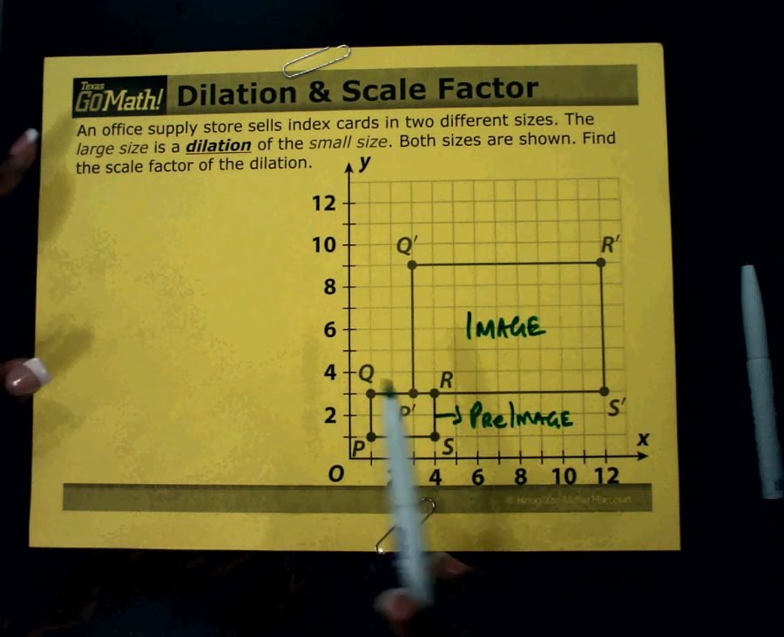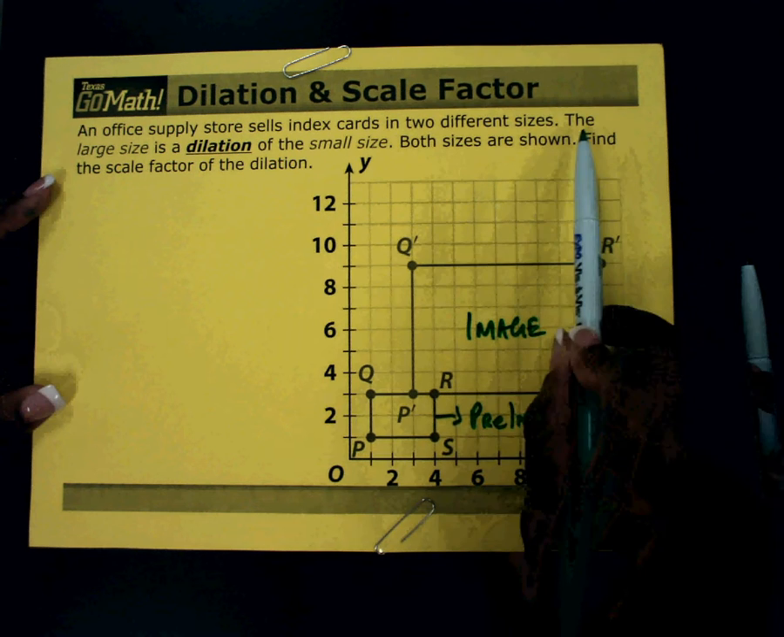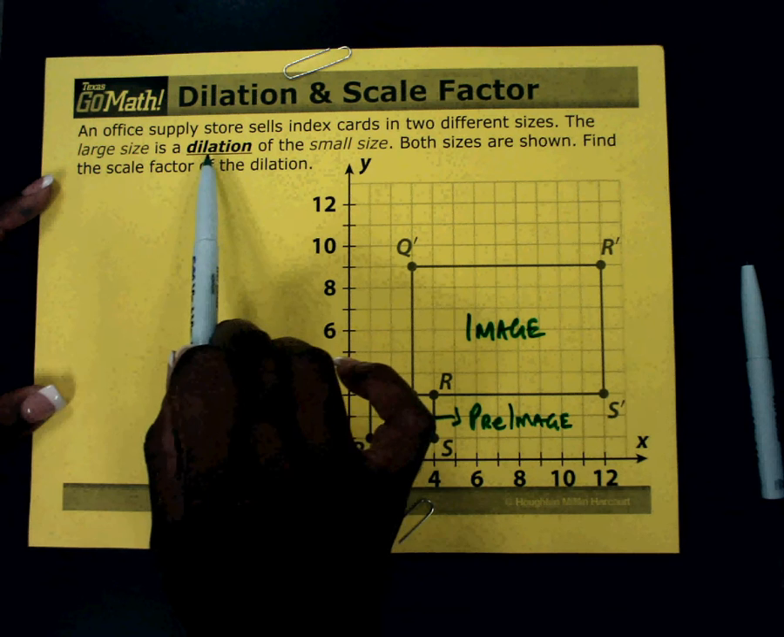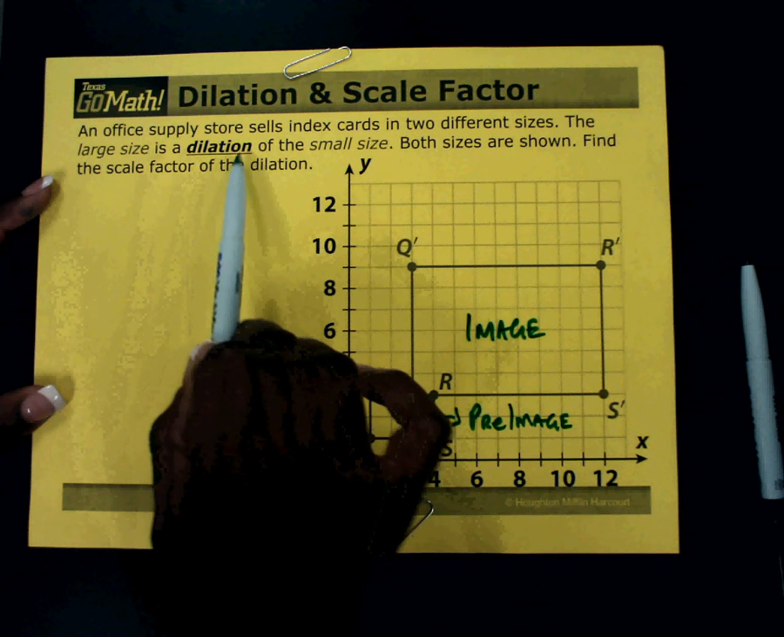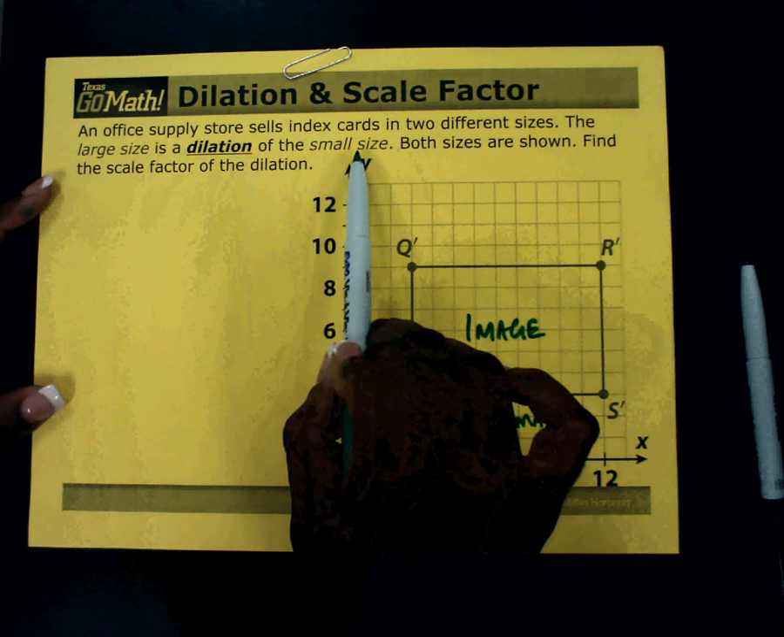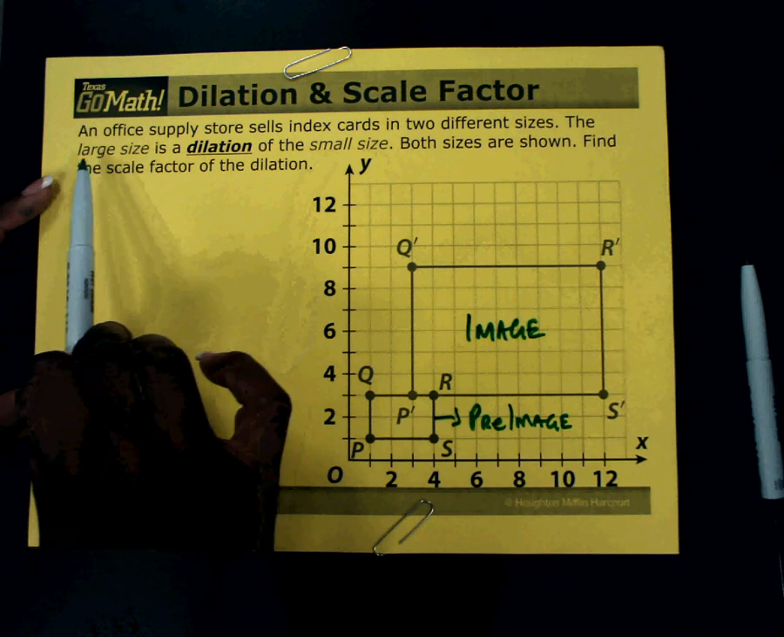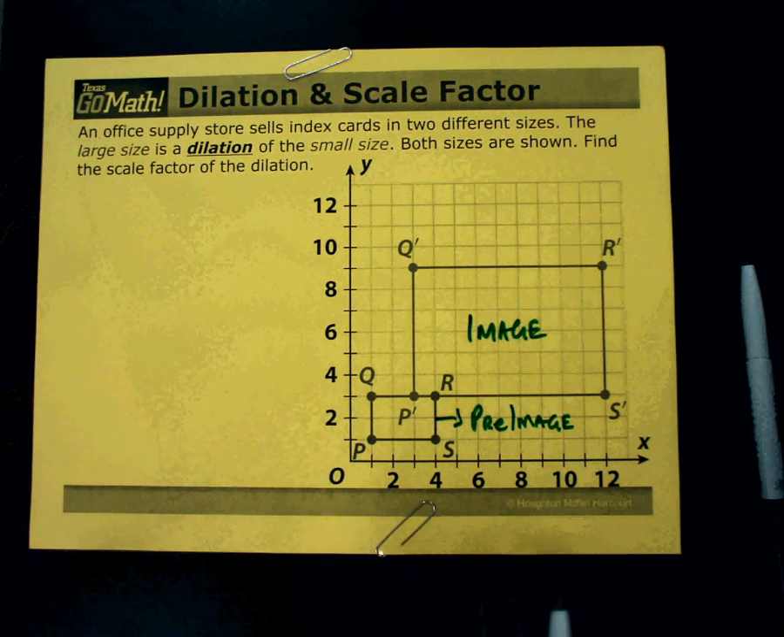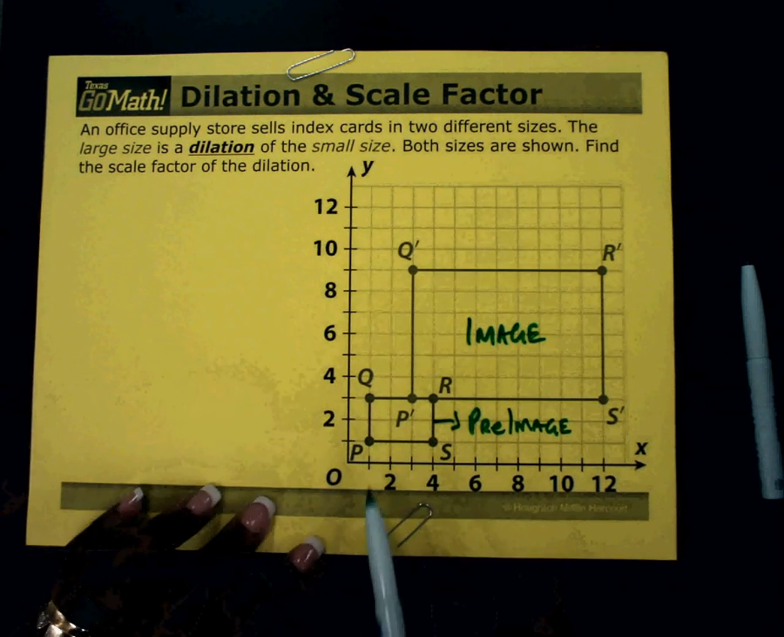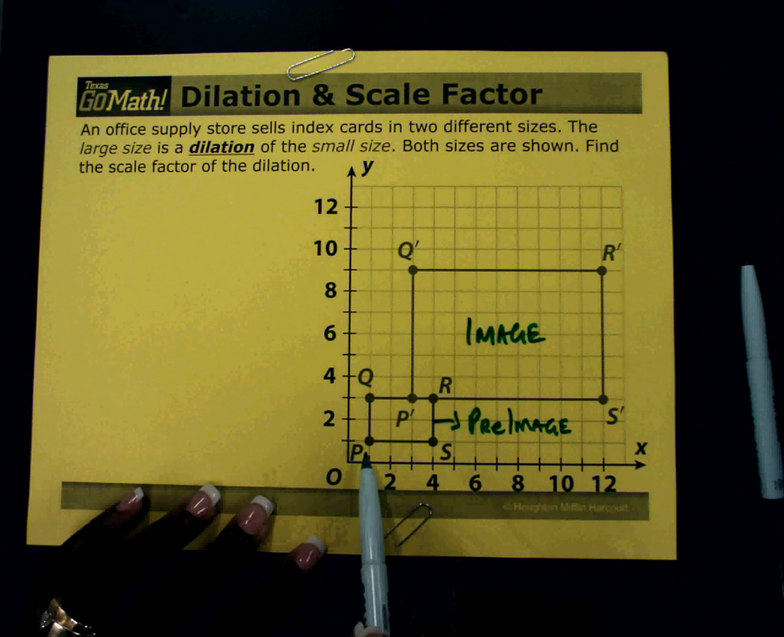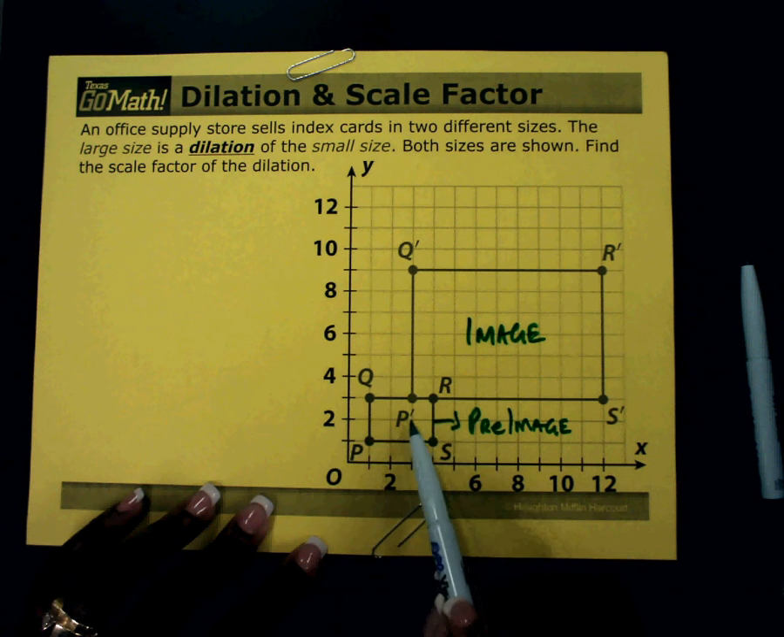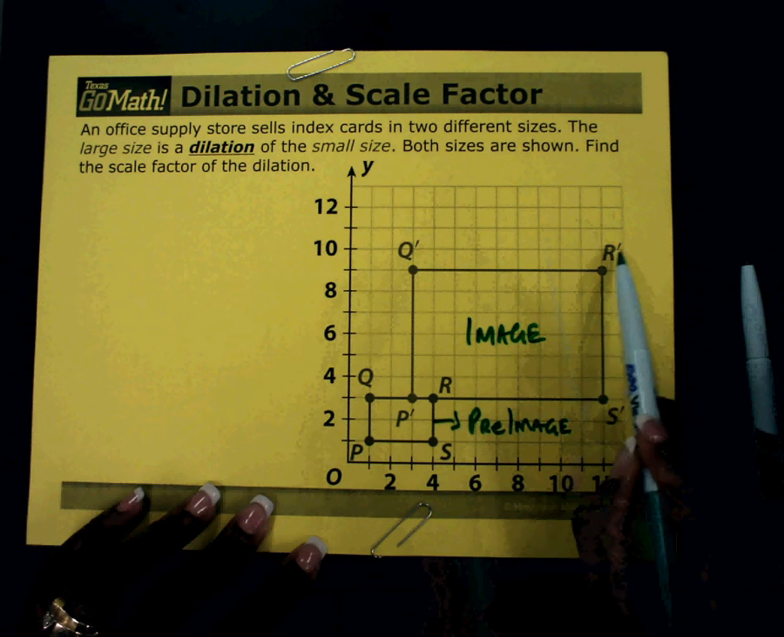Well, it tells us in two ways. First, it says the large size is a dilation. In other words, the large size has been dilated from the small size. So we started with the small size and we dilate, or enlarge, to the larger size. Also, for the pre-image, we have rectangle PQRS, and for the image after the dilation, we have P prime, Q prime, R prime, and S prime.